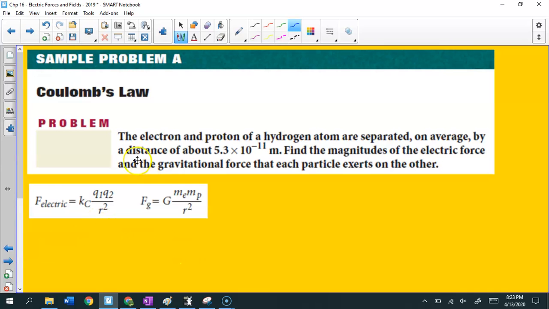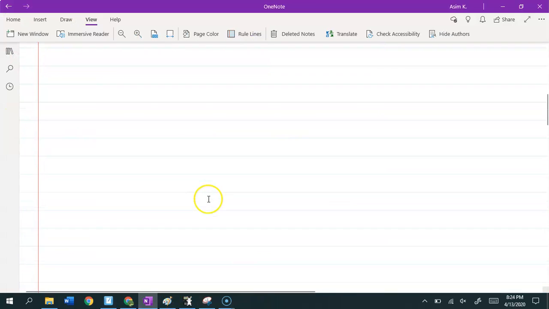I will read this example to you, but I have copied down this problem onto a separate canvas, which is a little bit more manageable to write on. So you have an electron and a proton of a hydrogen atom. We all know that hydrogen has a proton and an electron, separated on average by a distance of about 5.3 times 10 to the power negative 11 meters. It says find the magnitudes of the electric force and the gravitational force that each particle exerts on the other.